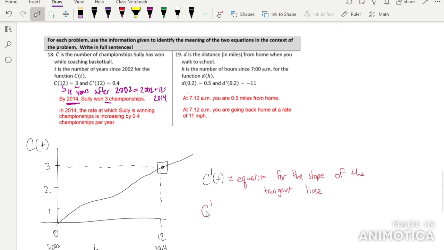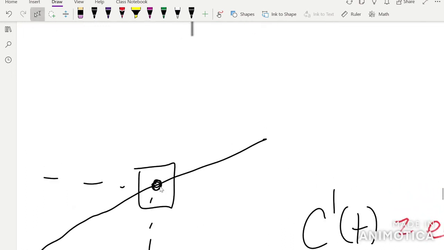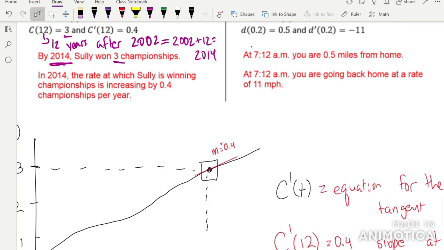So if I have something like C prime of 12 is equal to 0.4, then this is the slope at the point t equals 12. So basically I am making a tangent line right here, and in this case, let me zoom in, and it's a little bit above here. So what's important for us is that the slope is equal to 0.4, and it's positive 0.4. So that means that Sully is on average increasing the number of championships that he wins. So this is why they use the word increasing, because it's a positive slope.